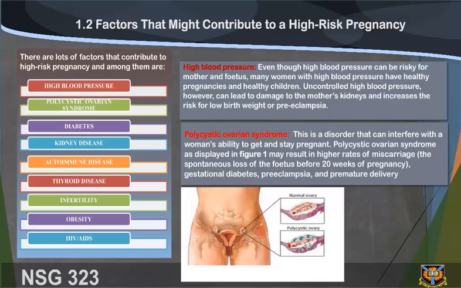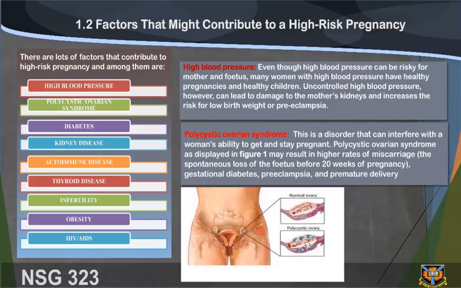High blood pressure. Even though high blood pressure can be risky for mother and fetus, many women with high blood pressure have healthy pregnancies and healthy children. Uncontrolled high blood pressure, however, can lead to damage to the mother's kidneys and increases the risks for low birth weight or preeclampsia.